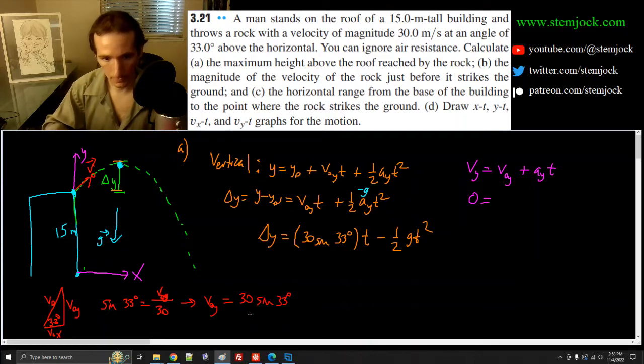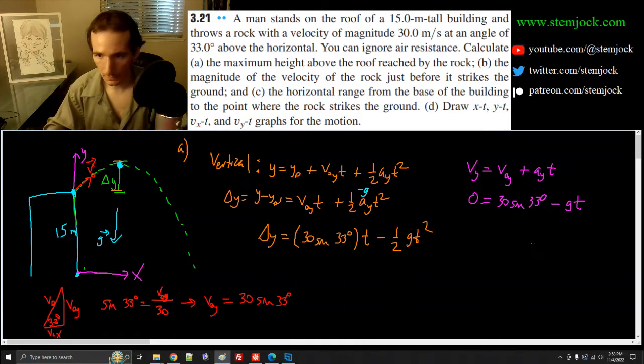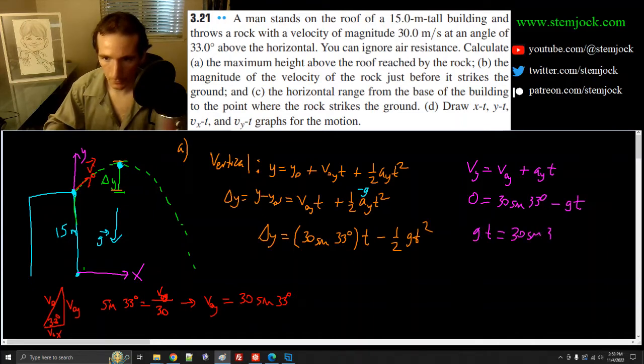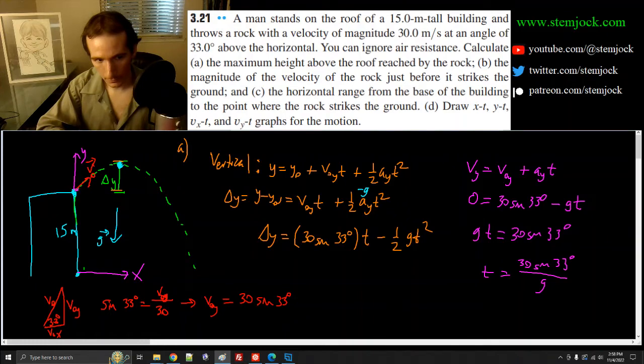V0y is what we calculated here, which is 30 sine 33 degrees. ay is going to be negative g, so minus gt. And we have here an equation with only one unknown, t. We can solve for that. So I'm going to bring gt to the left side. So gt equals 30 sine 33 degrees. And if I divide both sides by g, I get t: 30 sine 33 degrees over g, which is 9.81. Again, this is the time to go from here to here.